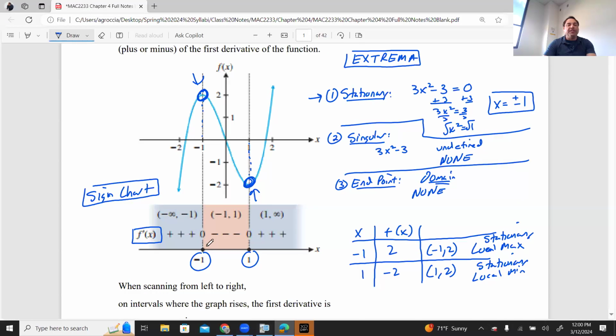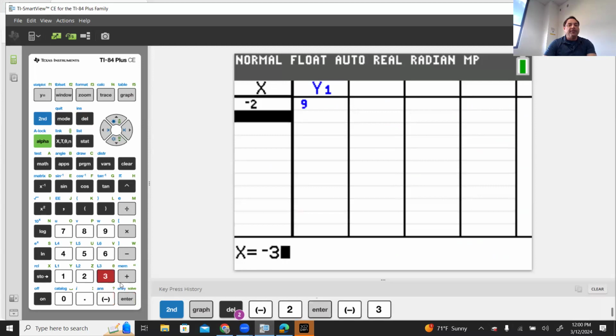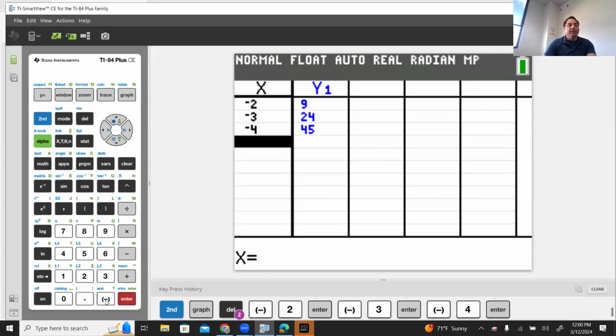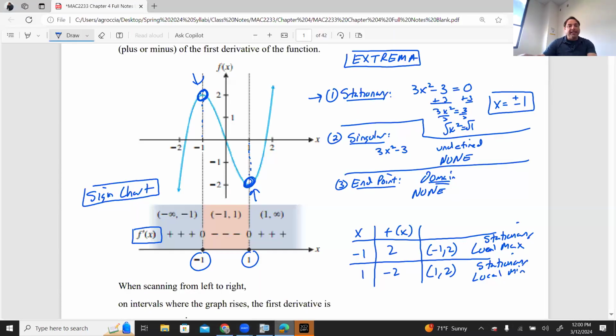Let's test some numbers that are less than -1. So call out any numbers that are less than -1. -2, what else? -3, what else? -4, what else? -1.1. And you notice that all these solutions are what? Positive. That means everything less than -1 is positive. So anything less than -1, the graph is going up.